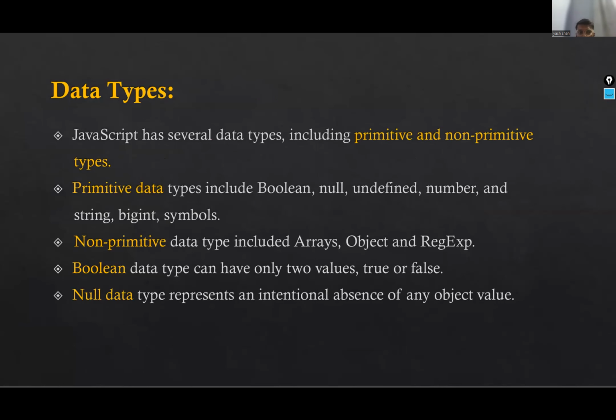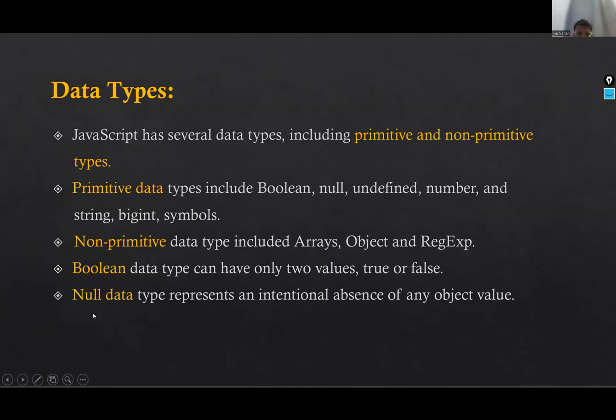So JavaScript has different data types. There are primarily two kinds, primitive and non-primitive data types. Primitive data types include Boolean, null, undefined, number, string, BigInt, and symbol. Non-primitive data types include arrays, objects, and regular expressions.